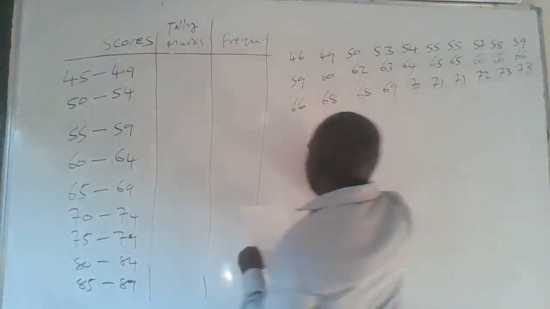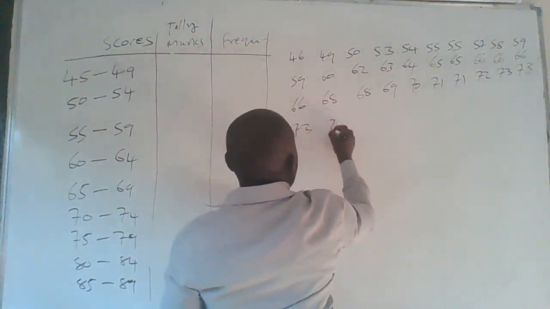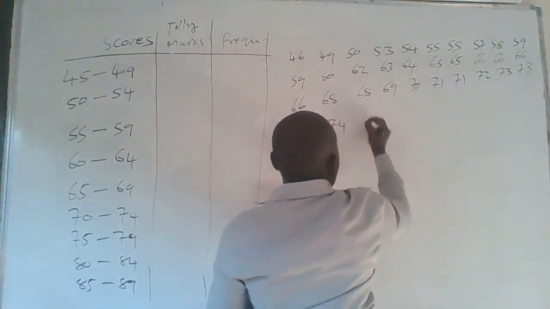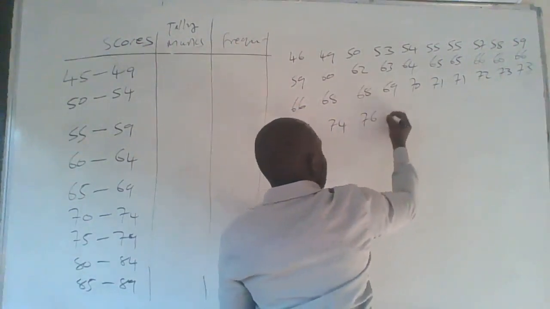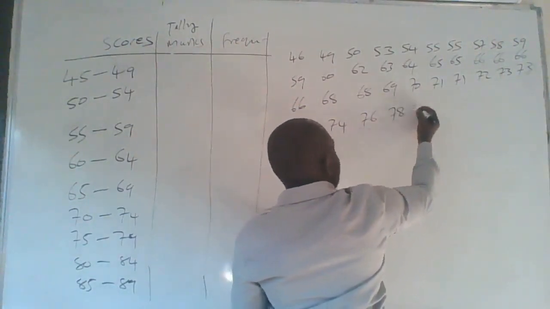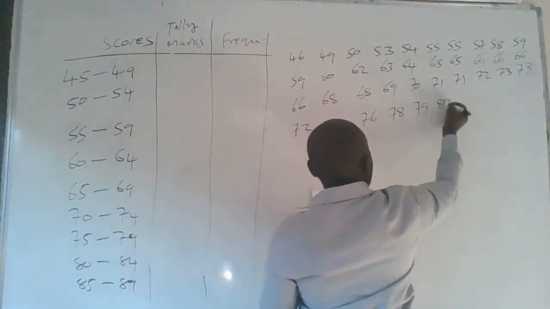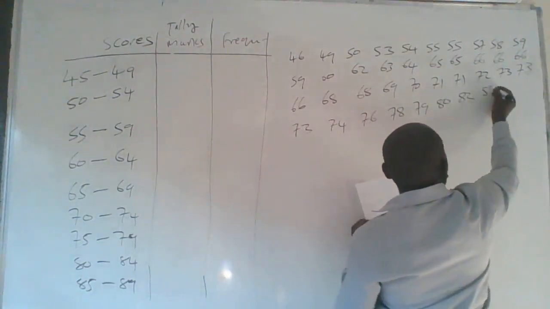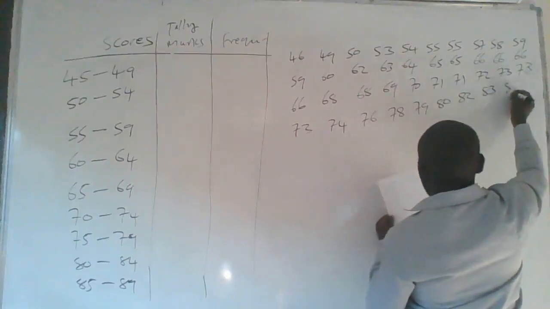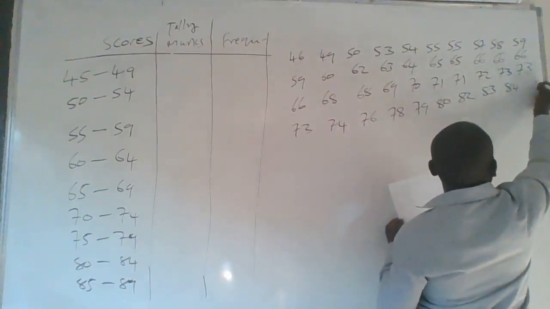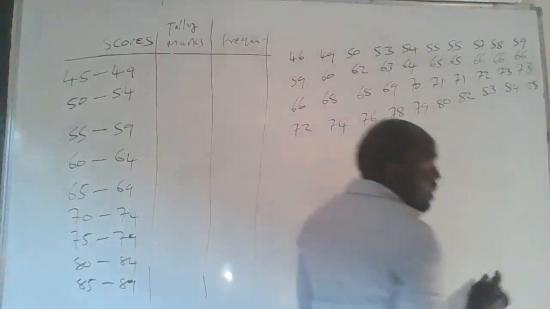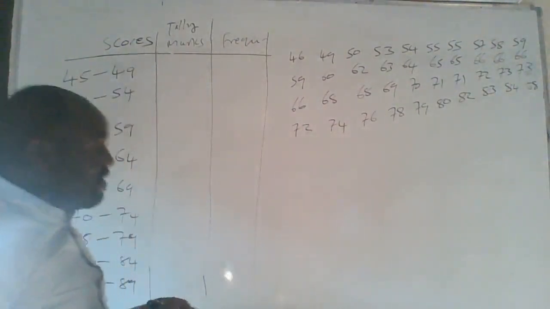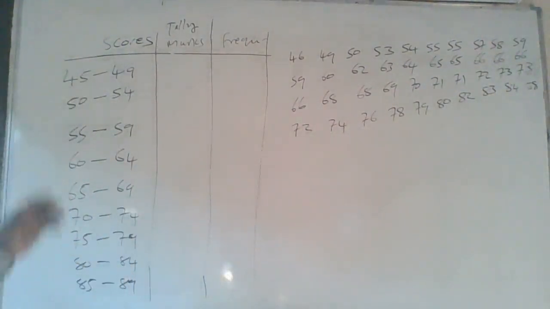We come down, we continue, 73, 74, 76, 78, 79, 80, 82, 83, 84, and 88. So those are the data points that we want to put in this frequency distribution table.